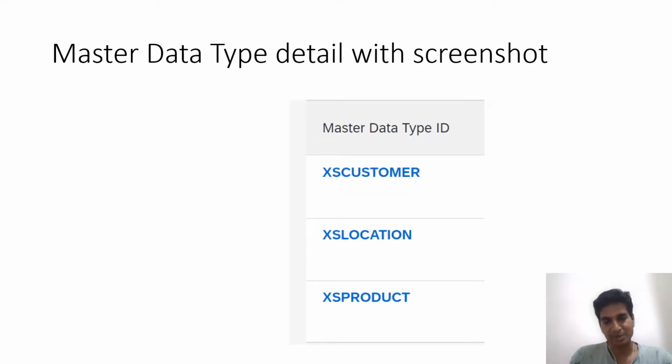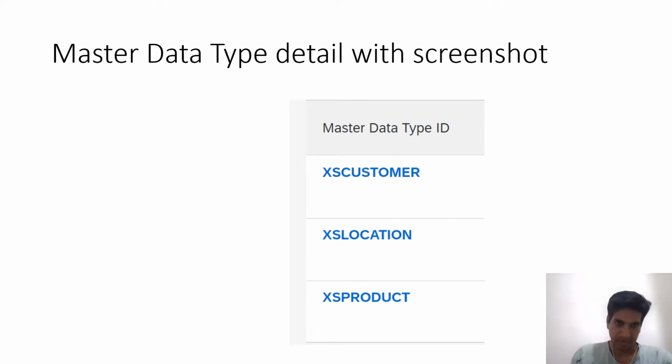So the second step is to create master data types. There are 3 master data types that will be created. First being XS product, second being XS location, and third being XS customer. Now, once these master data types are created, we will assign the corresponding attributes to these master data types and then activate them.